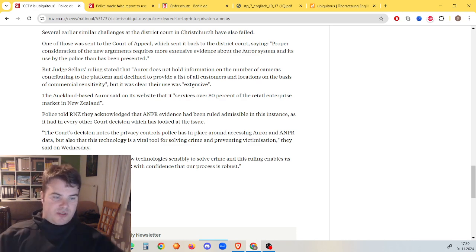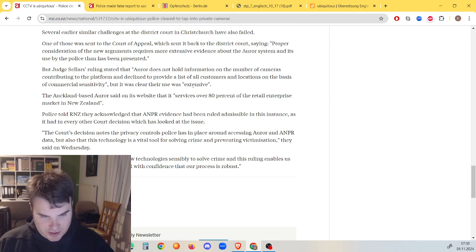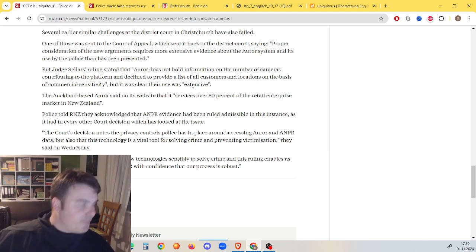The court's decision notes the privacy controls police have in place around accessing Aurora and ANPR data, but also that this technology is a vital tool for solving crime and preventing victimization. Victimization against the companies, I'm assuming, or against commercial use. This is on Wednesday. The public expects police to use new technology sensibly to solve crime, and this ruling enables us to continue our current use of ANPR with confidence that our process is robust. Okay.